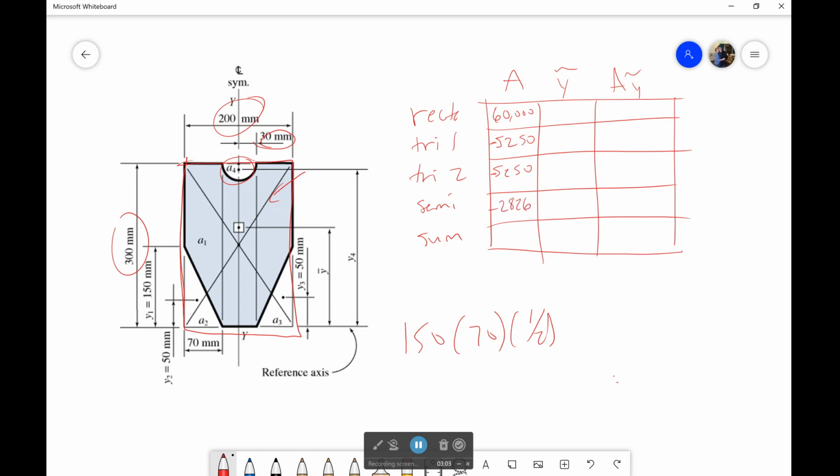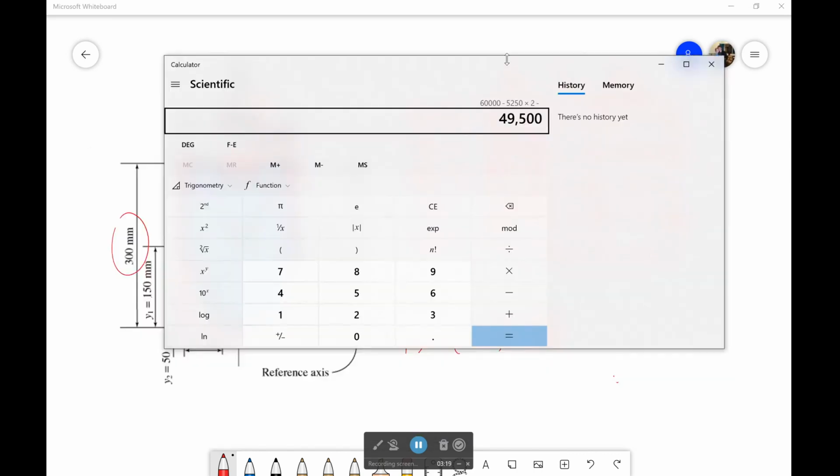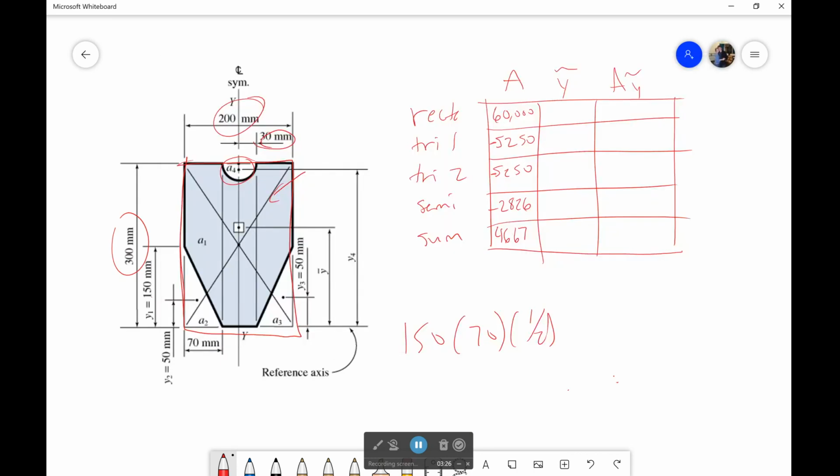And then I would have to add all of them together. 60,000 minus 5,250 times 2. And then minus, what is that last one? 2,826. Okay, 46,674. Oh, I've got all of them now.